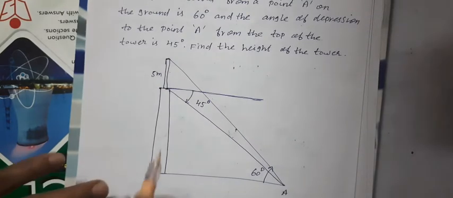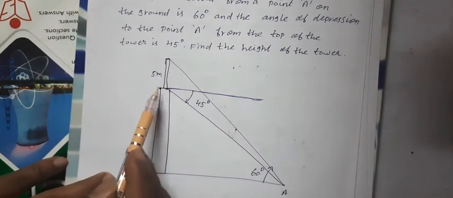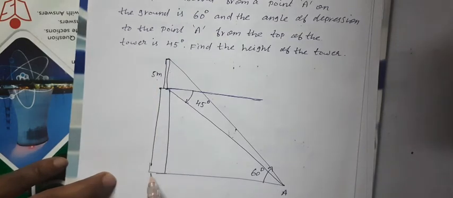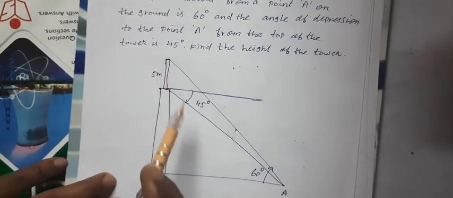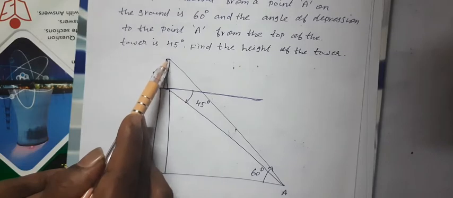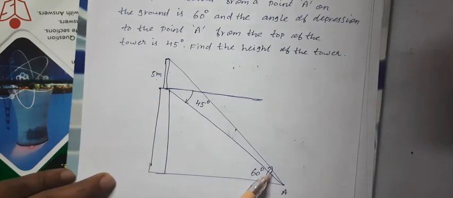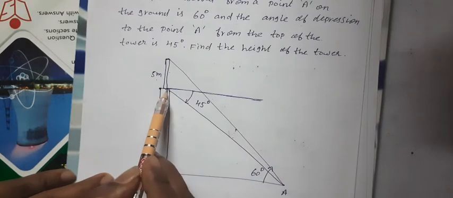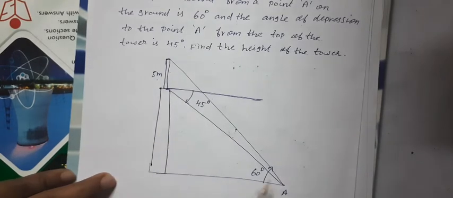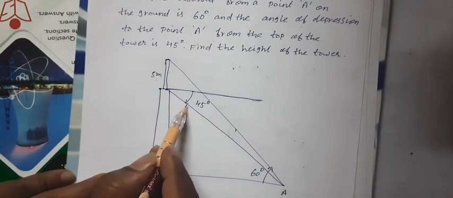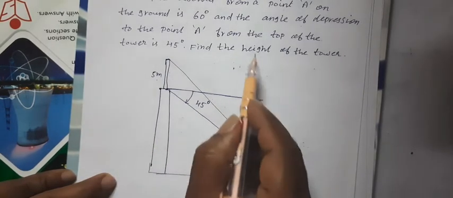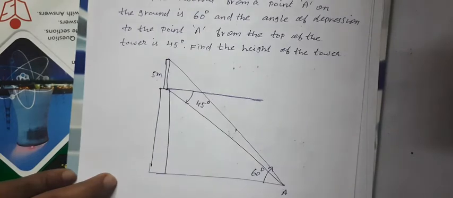Given a 5 meter pole fixed on the top of the tower, the angle of elevation of the top of the pole from the point A is 60 degrees, and the angle of depression to the point A from the top of the tower is 45 degrees. Now we want to find the height of the tower.